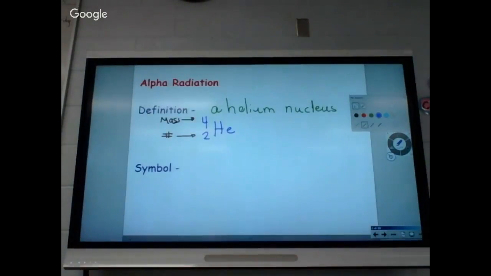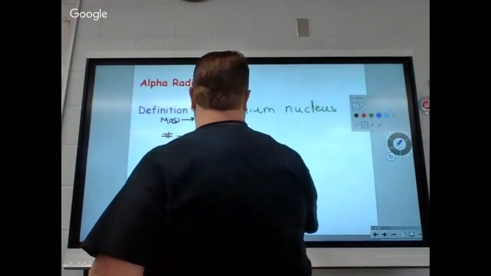So if you have alpha radiation, beta, and gamma, if we have those three, which one would be the strongest? Which one would be the weakest? Gamma would be the strongest and beta would be the weakest. Alpha's the weakest. All right, so alpha is the weakest of the three. Gamma is the strongest.